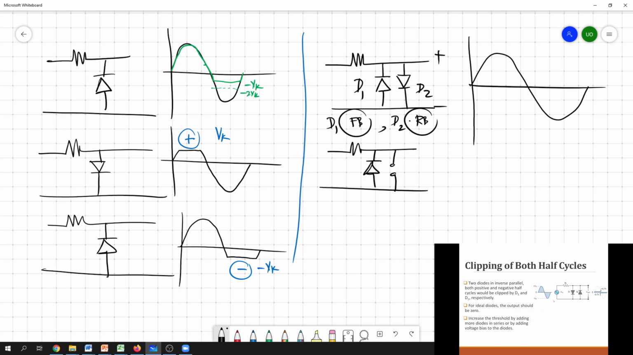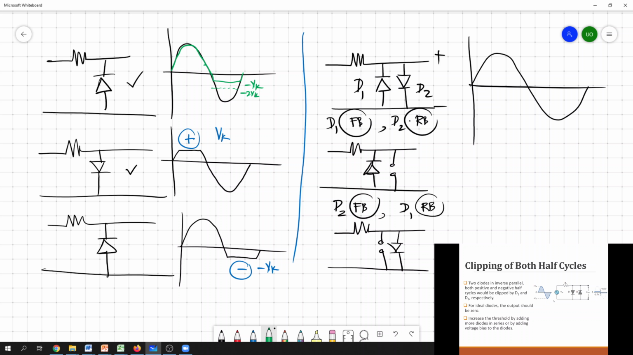So it's basically this. If this D2 gets forward bias, then we know that D1 is definitely reverse bias because of the orientation of these two diodes. So then it should be something like that. This is simply aligned with this one. So then what would be the output?